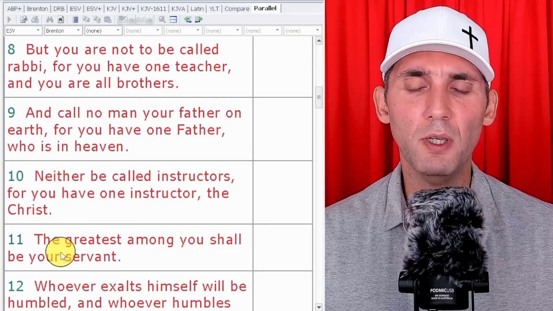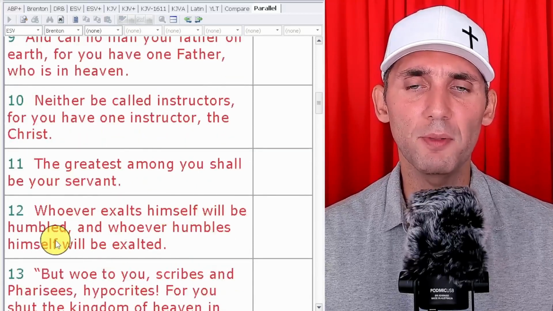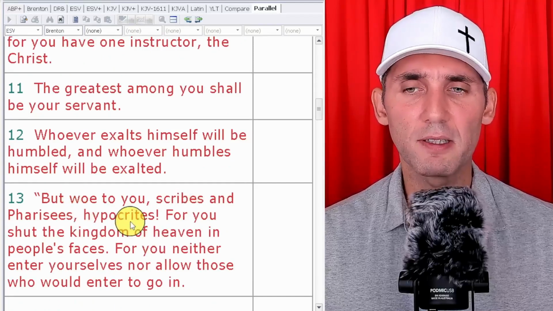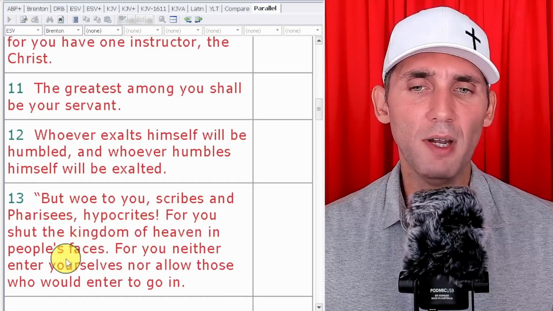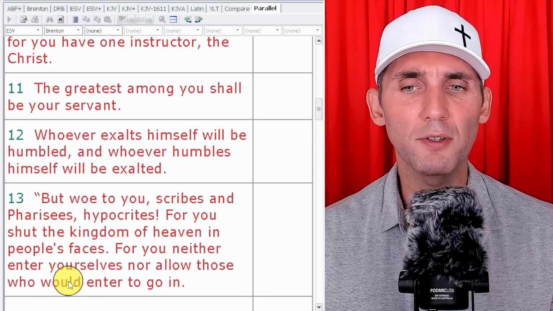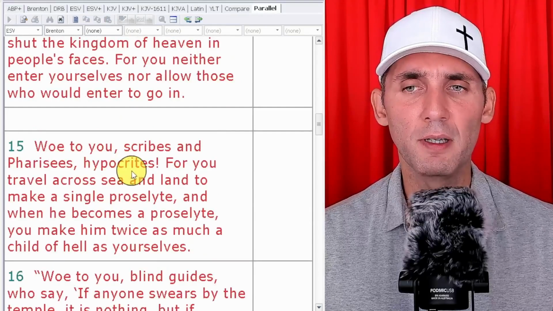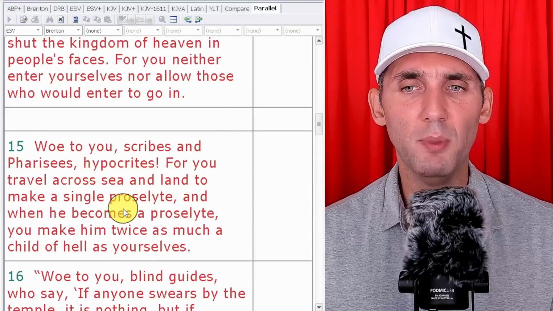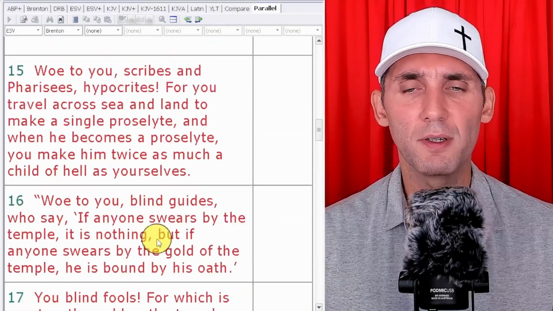The greatest among you shall be your servant. Whoever exalts himself will be humbled, and whoever humbles himself will be exalted. But woe to you, scribes and Pharisees and hypocrites, for you shut the kingdom of heaven in people's faces. For you neither enter yourselves, nor allow those who would enter to go in. Woe to you, scribes and Pharisees, you hypocrites! For you travel across sea and land to make a single proselyte, and when he becomes a proselyte, you make him twice as much a child of hell as yourselves.